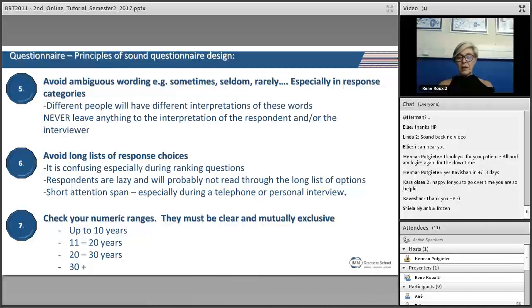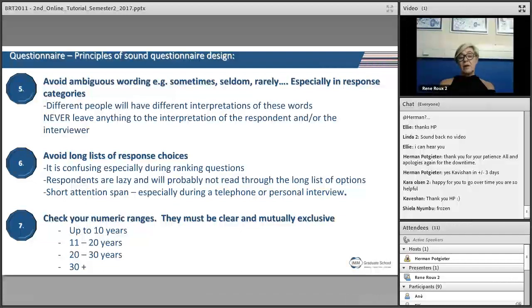Quite often, even in response categories, people will say, how often do you buy fast food? Often, seldom, sometimes, rarely, never. I'm telling you that when you analyze that information, you're going to give your interpretation of seldom, sometimes, rarely, never, and not the participants. So you cannot use wording like that.